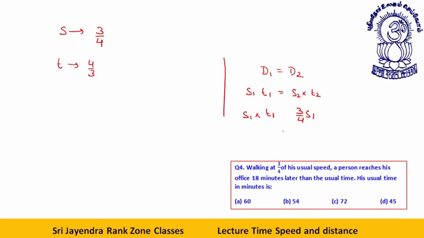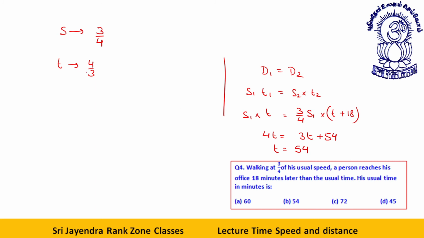A person reaches his office 18 minutes later than the usual time. Let's say usual time is T. Then the new time will be what? T plus 18. Now what happens? S1 and S1 cancel. So what I get, 4T is equal to 3T plus 54, so T comes out to be 54.